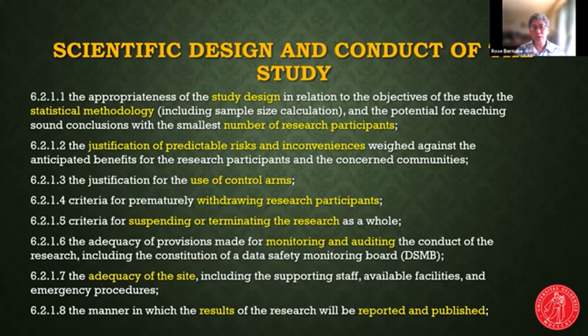Criteria for suspending or terminating the research as a whole. Next would be the adequacy of provisions made for monitoring and auditing the conduct of the research, including the constitution of the Data Safety Monitoring Board. So an ethics committee would want to look into how the study will be monitored, how frequently, by whom, and what the procedures are when the Data and Safety Monitoring Board finds something.